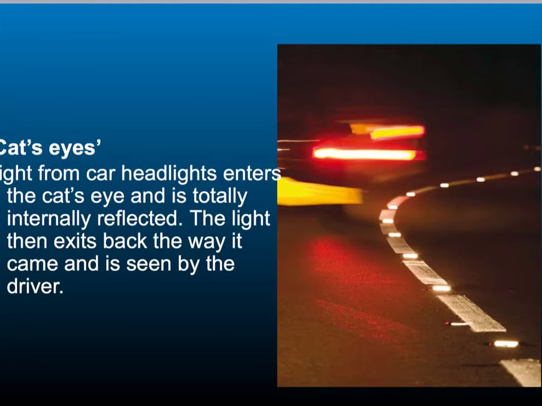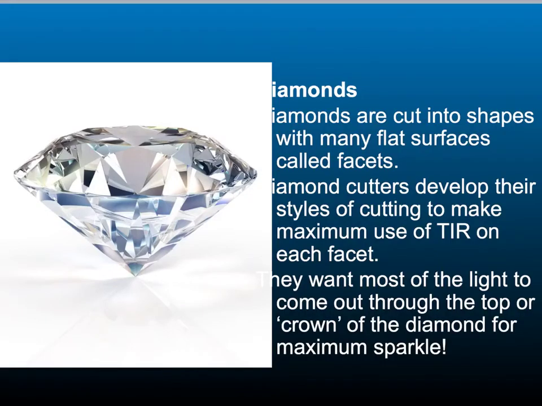Cat's eyes are another use of total internal reflection. The light from car headlights enters the cat's eye and is totally internally reflected back. The light then exits back the way it came and can be seen by the driver. Total internal reflection can also be used to make diamonds sparkle. Diamonds can be cut into shapes with many flat surfaces. These flat surfaces make maximum use of total internal reflection. They want the most light to come out through the top or crown of the diamond for maximum sparkle.